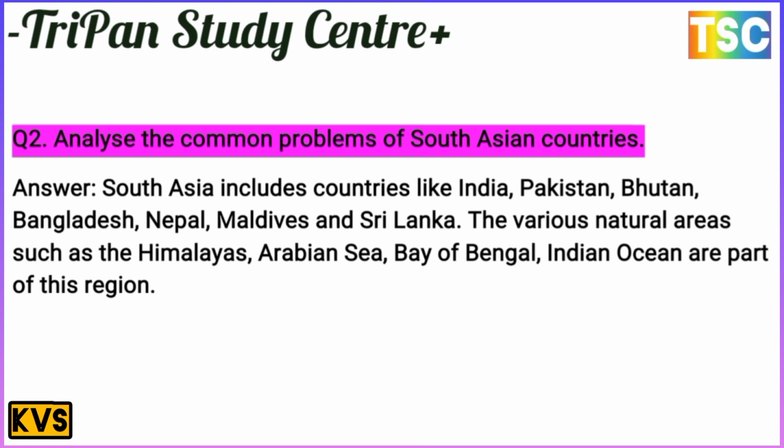The various natural areas such as the Himalayas, Arabian Sea, Bay of Bengal and Indian Ocean are part of this region. You know that there is an important point here for the natural areas. The Himalayas have the highest peak point here. The Arabian Sea also, and the Bay of Bengal and Indian Ocean.